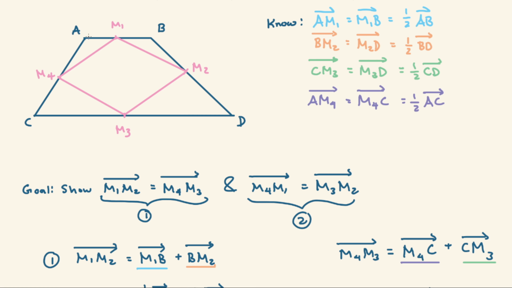So M4A plus AM1. Now you might notice by looking at this knowledge bank here that AM1 does show up as one of these edges that we can re-express as half of AB, like how we did in that first phase of the problem. But this first thing that we're talking about, this M4A, doesn't show up in this knowledge bank, but what does show up is AM4. And in this kind of situation, you have to remember our vector properties. If we just put a negative sign, we can flip the vector.